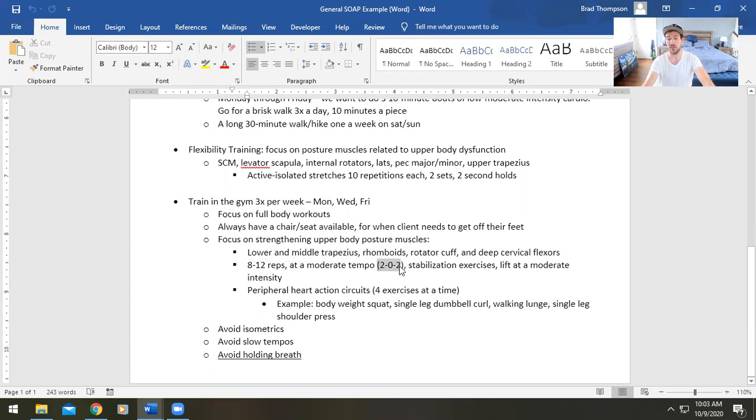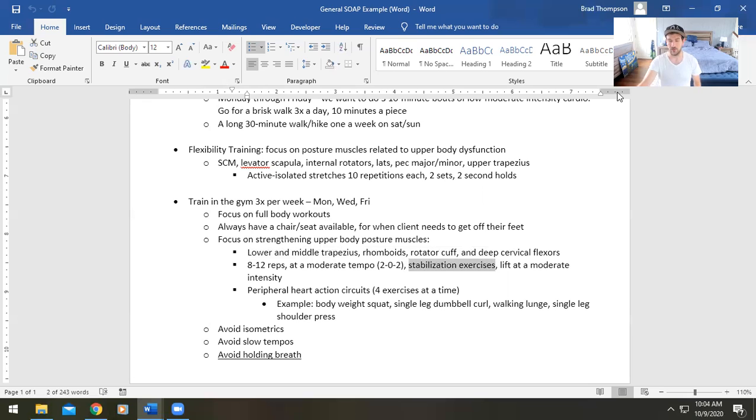The reason we're not doing a slow 4-2-1 tempo is, again, with hypertension, we are avoiding isometrics, right? So our isometric hold is always going to be 0 seconds. We are going to choose stabilization exercises, though. Noel, I know you don't know what that means. We'll get to that later down the road. Even though we're not doing those stabilization exercises at a slow tempo.